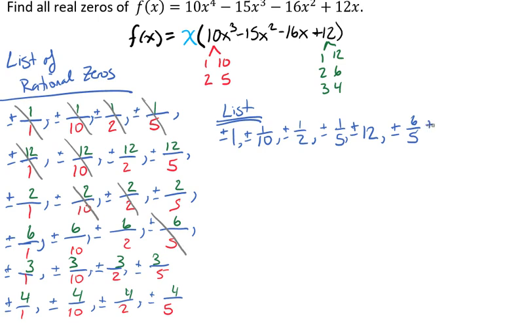Okay, so now for our next one. So plus or minus, and we have 12 over 2, which is a 6. So we can cross off that 6. And there's a 6 right there.